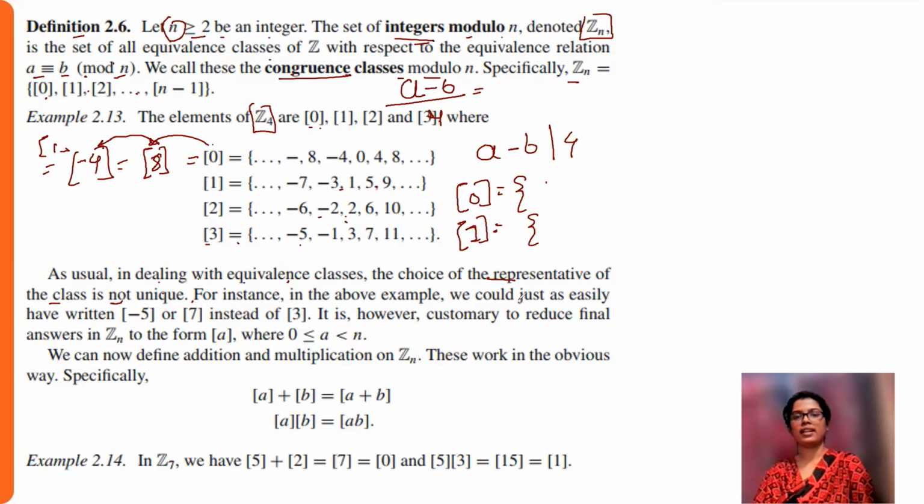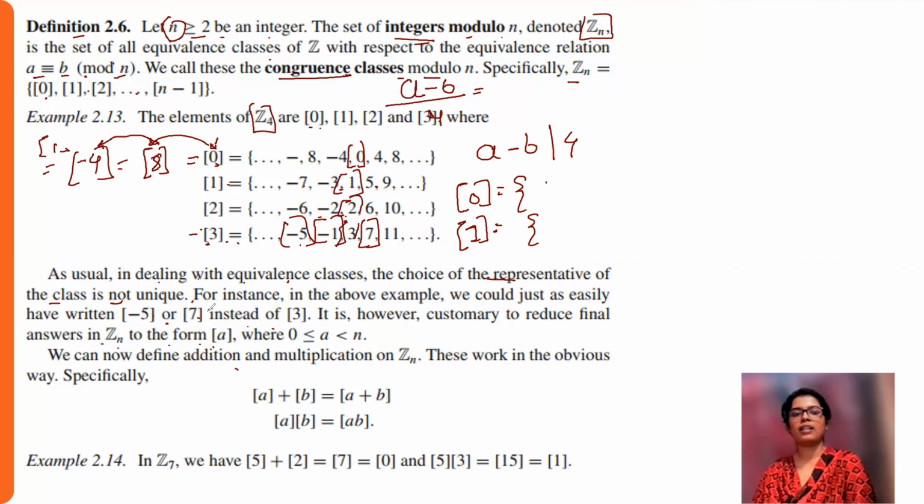That's what they're saying, that we could easily have written -7 or -5 for the 1 class. Instead, if we are talking about the 3 class, we could write -5 class, -1 class, -7 class, and so on. But we do it very easily: we reduce the final answer in Zn to the smallest representative and introduce it by 0. So similarly, this is 1, this is 2, and this is 3.